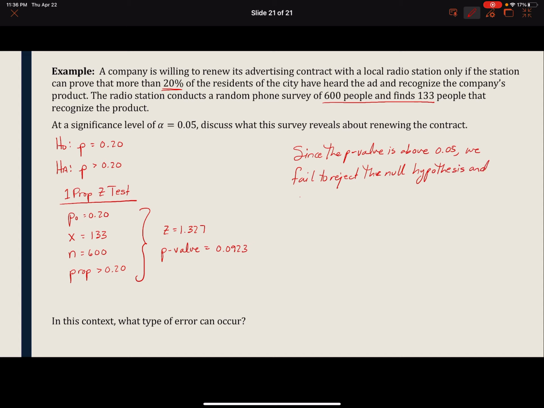and conclude that there is not enough evidence that more than 20% of people recognize this company's product.